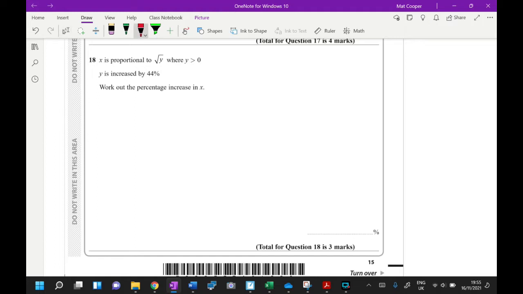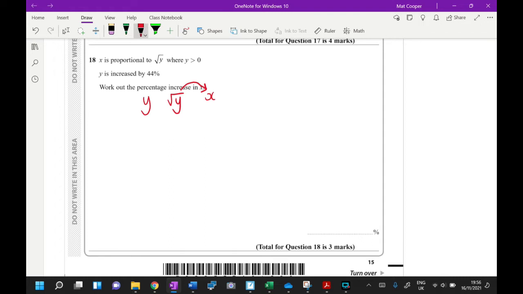So I'm going to do a little table like this. I've got my y there and I've got my x here. But x isn't related to y, it's related to the square root of y. So what that means is there's some multiplier linking those two, and if I wanted to work out the multiplier, I'd always do after divided by before, which in this case would give me x divided by the square root of y. We don't need to do that for this question.